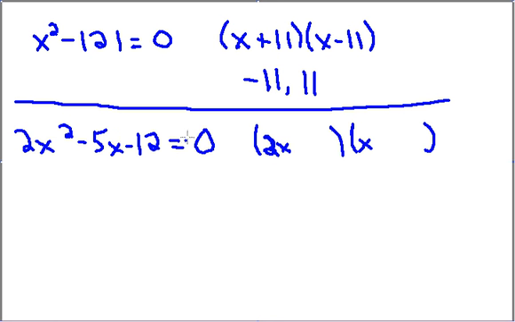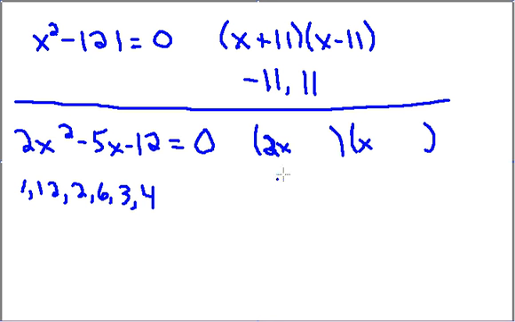Next, we need to take a look at our constant here. It's negative 12. Well, what kind of factors does that give us? Well, we have 1 and 12. We have 2 and 6. And then 3 and 4. And since we have a negative 12, we're going to have some type of combination of a negative times a positive. Now, before we just start trying some different factors here, we need to take a look at our middle term. We need to get a minus 5x for a middle term.